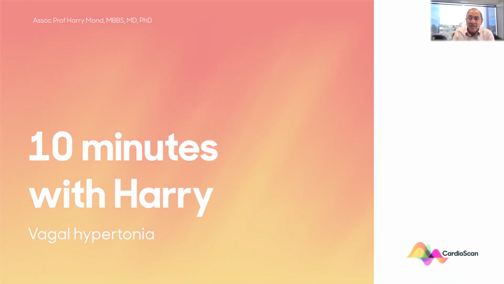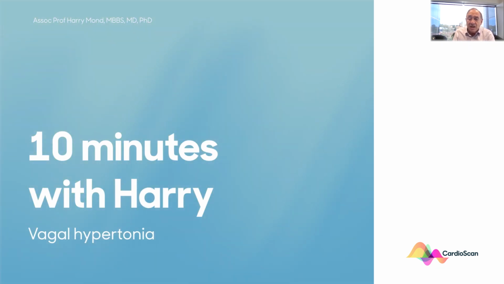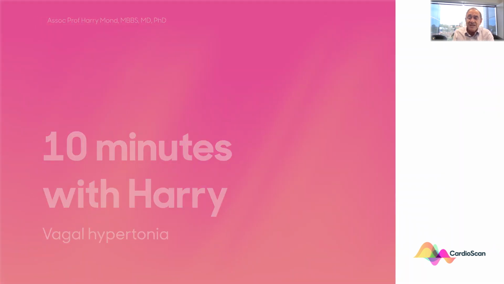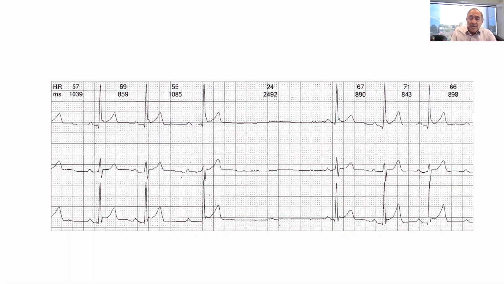Today's topic is a reasonably common situation, but very poorly understood, and the term vagal hypertonia is not really known by many people. Let us have a look at this ECG. Those who look at ECGs frequently will tell you straight away that this is a Wenckebach AV block sequence. The PR interval is gradually increasing, and the first beat after the 2.5 second pause is the normal PR interval.